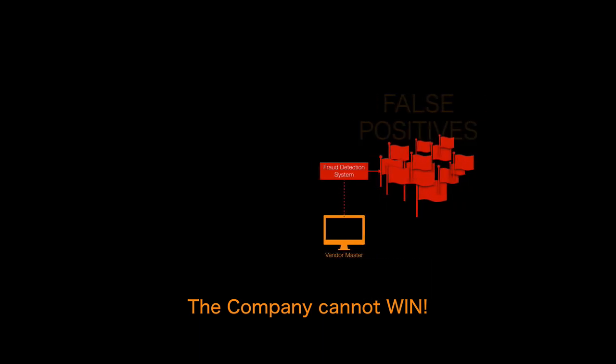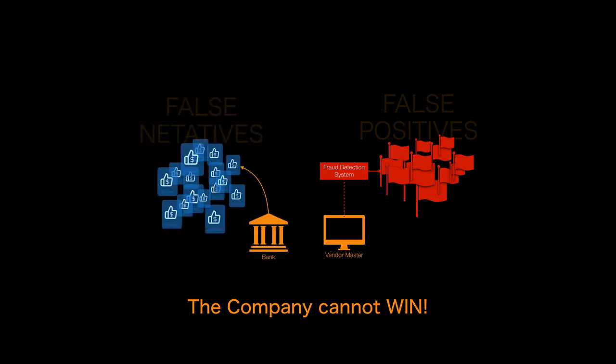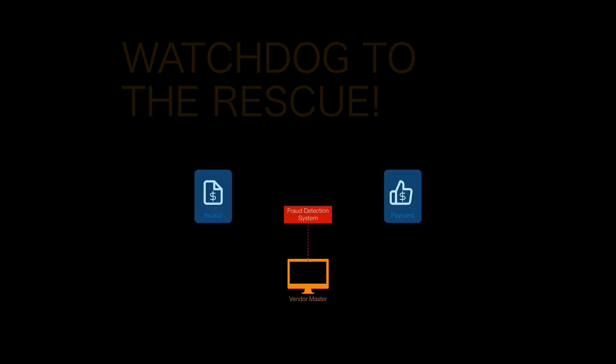Your company cannot win. False positives grow exponentially, tying up valuable resources. False negatives simply leak money out of your company. Watchdog to the rescue. In these examples, Watchdog Platform focuses on data consistency between the invoice and the payment transactions.